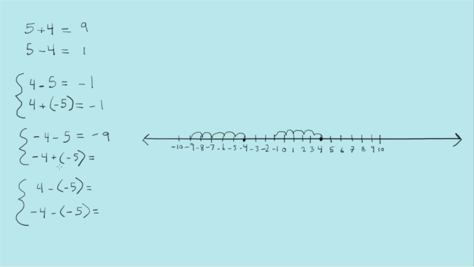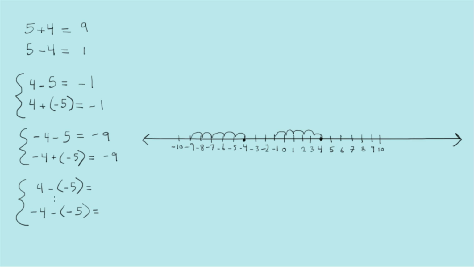And as you probably could have surmised, the problem below the problem we just did demonstrates the same fact as above, that subtraction is just the same as adding the opposite. So negative 4 plus a negative 5, well, that's just going to give me negative 9 as well.